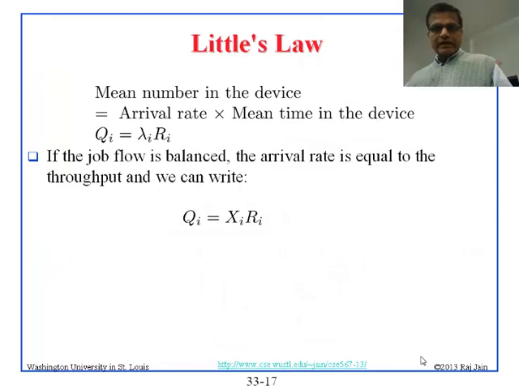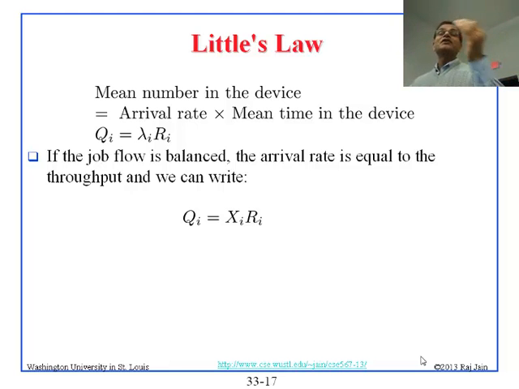All right. So now we come to Little's law. Little's law says that the mean number in the device is equal to arrival rate times the mean time in the device. Now, the mean number in the device is Qi. And by the way, we are using only English letters here, not Greek letters. Real queuing theorists use Greek letters. All right. So, you know the difference.